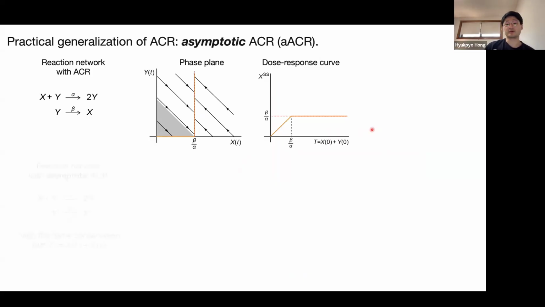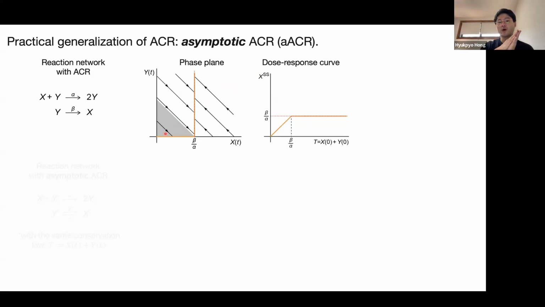So here is what we call asymptotic ACR. And this example was from the conventional notion of ACR. So we have the perfect flat line in the dose response curve. I showed this phase plane in the previous slide, and now I'm going to explain how we convert this phase plane to the dose response curve.